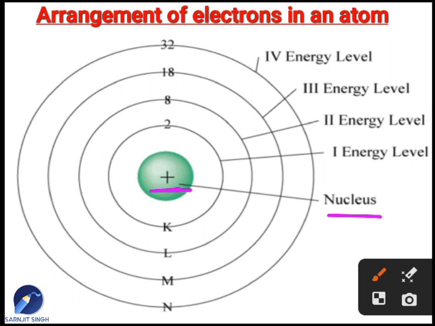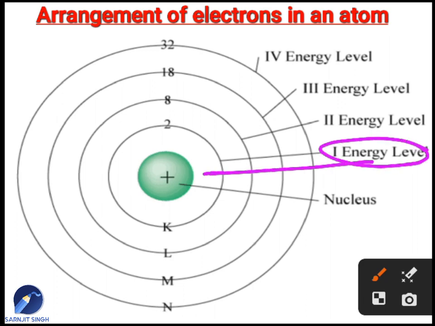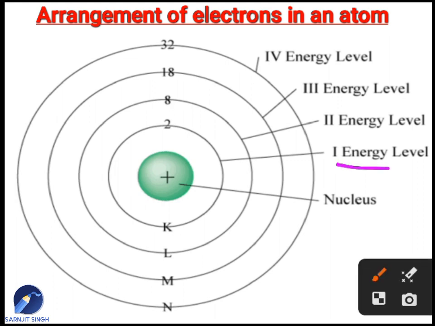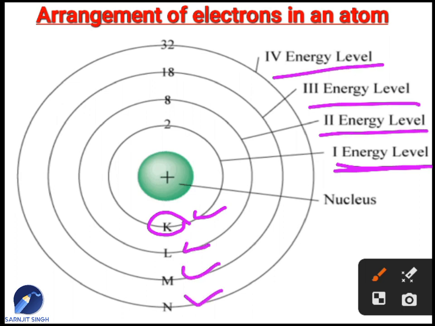Now next, energy levels. This is the first energy level, second energy level, third energy level, and the fourth energy level is there. These are called shells, or orbits, or energy levels. The first energy level is represented by K, the second by L, the third energy level by M, and the fourth energy level by N, and so on.